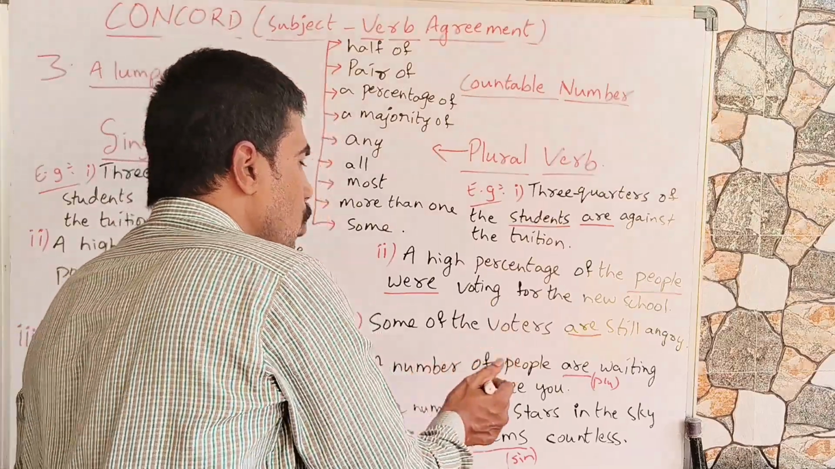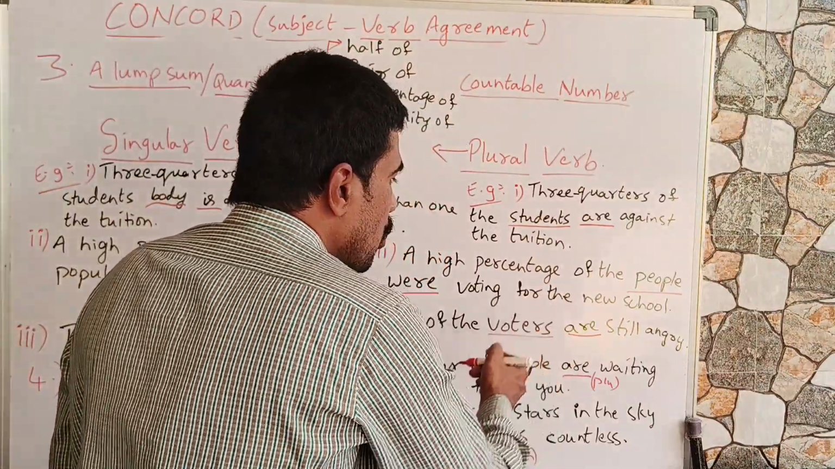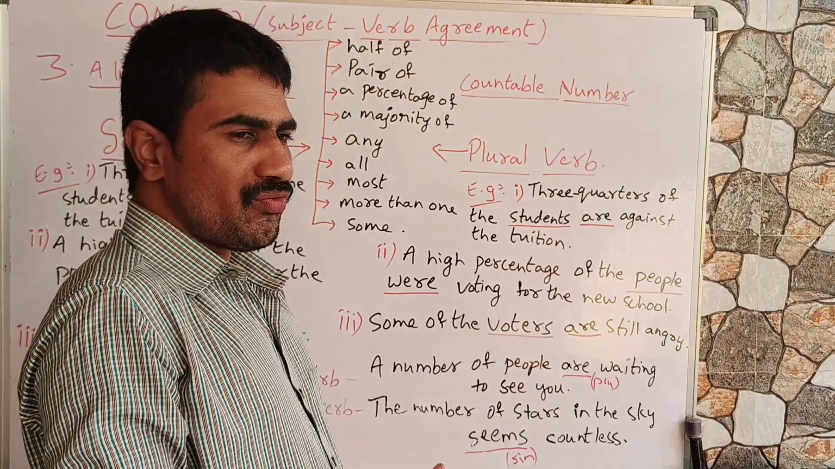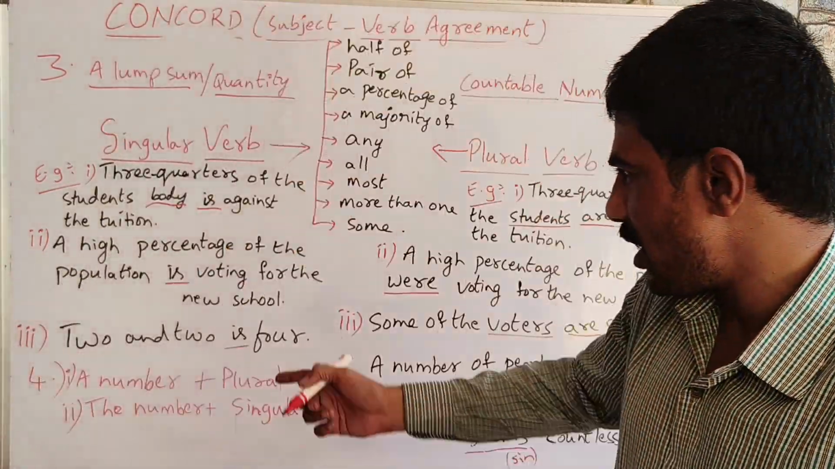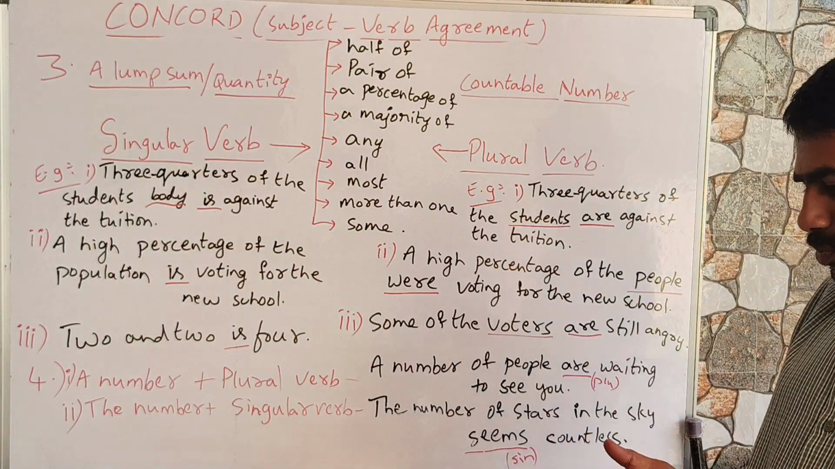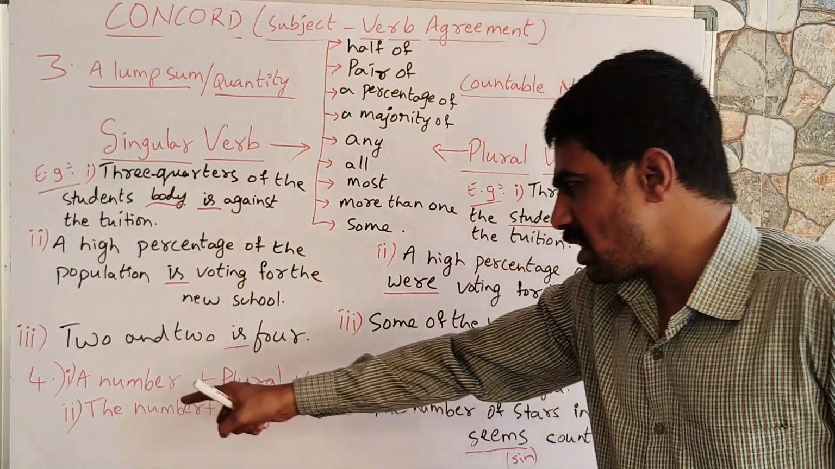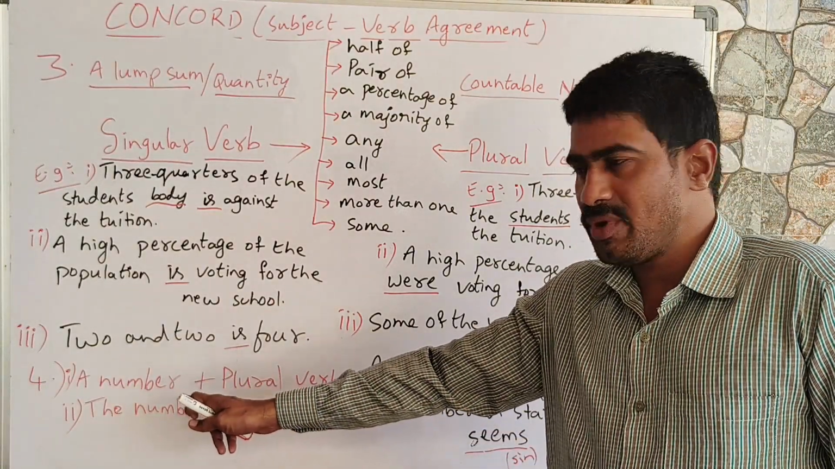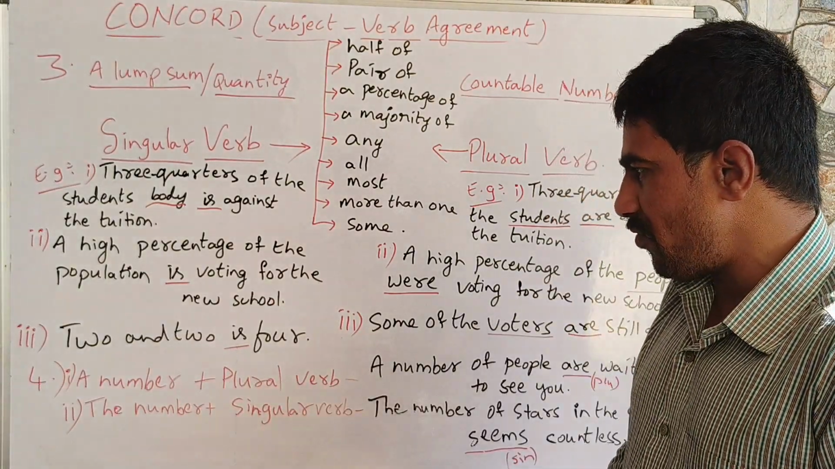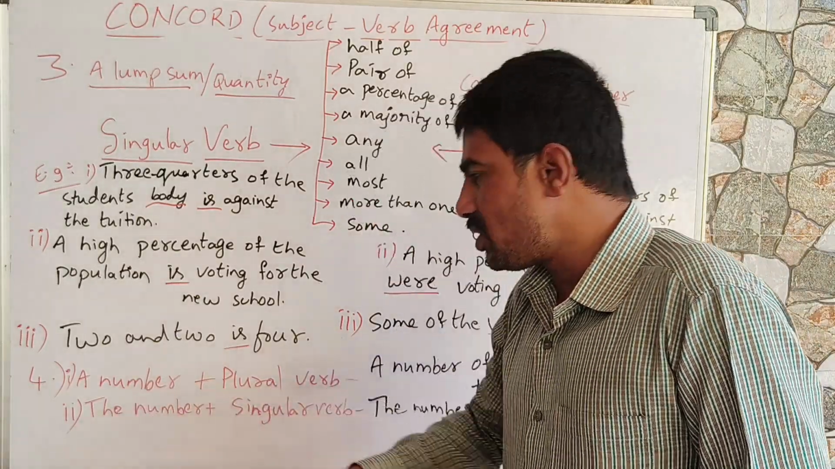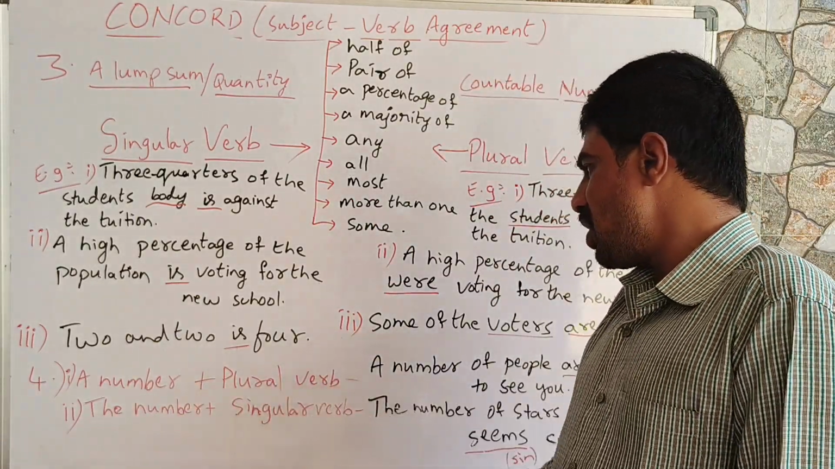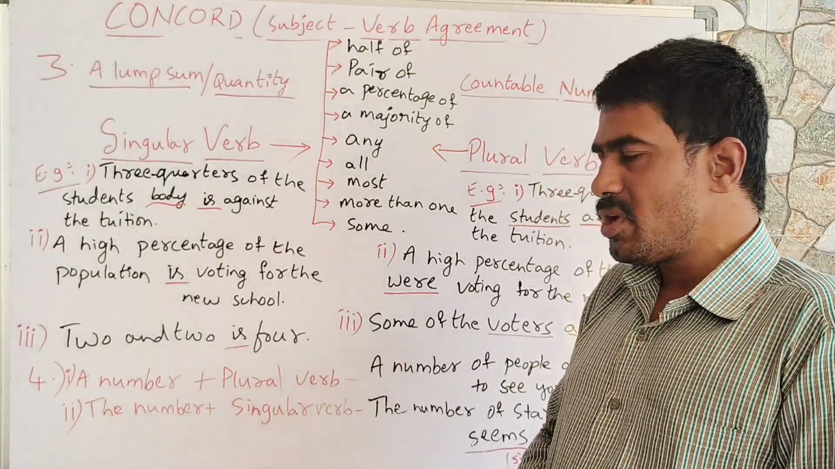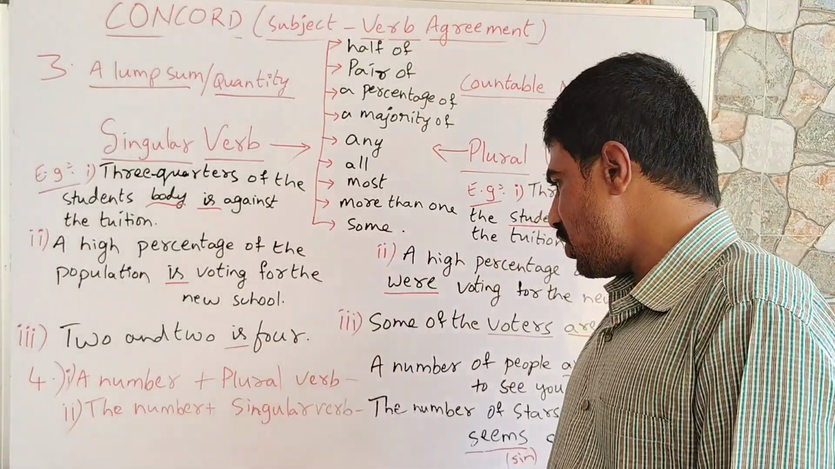Some of the voters. If you just look at voters, voters is plural, and thus we use the plural verb. So friends, coming to the fourth rule, when you look at the words a number of, whenever you use a number of, we use the plural verb. If you just use the number of, then we use a singular verb.